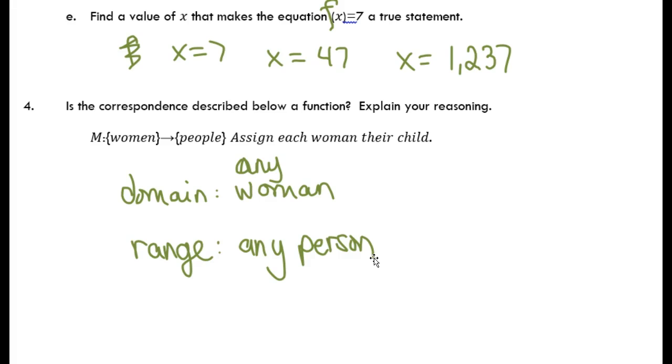And is it a function? Well, can you think of an element of the domain, a woman, who would be assigned to more than one element in the range, a person? I can think of my mother, who is assigned to 4 children, and I am the 3rd one of 4. So this is definitely not a function, and you probably have your own example of why this is not a function.